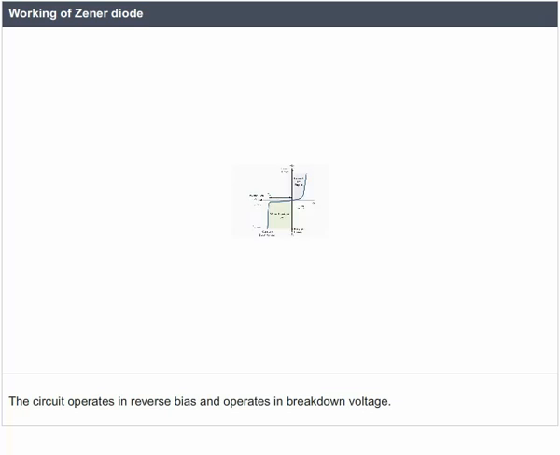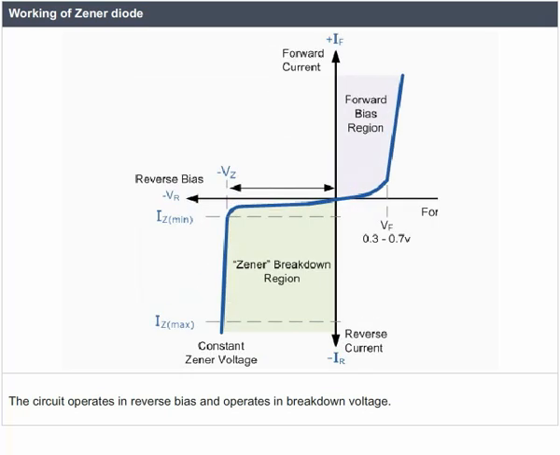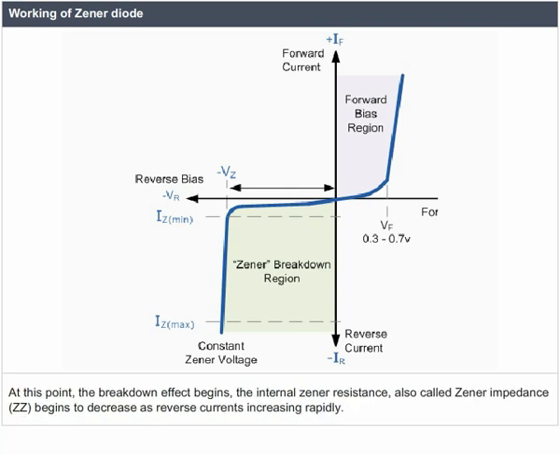Working of Zener diode. The circuit operates in reverse bias and operates in breakdown voltage. The reverse voltage VR is increased. The reverse current remains small. The reverse current is also known as Zener current. At this point, the breakdown effect begins. The internal Zener resistance, also called Zener impedance, begins to decrease as reverse current increases rapidly.